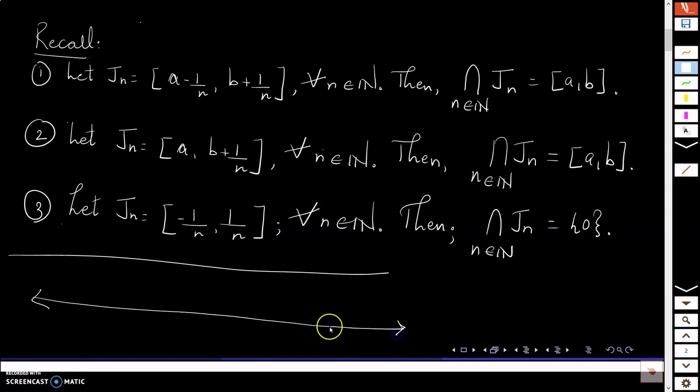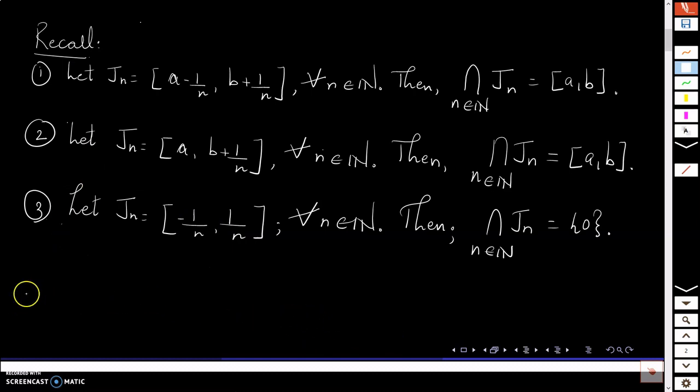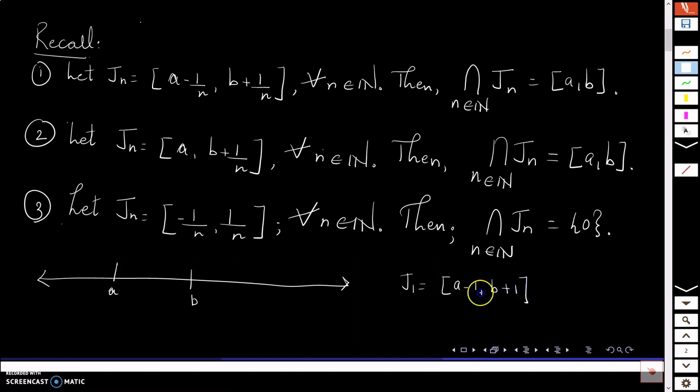So if you look at the first one, I have the number line here. And I have A somewhere and I have B somewhere here maybe. And then I look at J1. What is J1? J1 is nothing but A minus 1 comma B plus 1. So let me put that on the number line here. Right, so J1 will be somewhere here. So I'll mark this as A minus 1 and B plus 1 would be somewhere here. So this is my first interval.